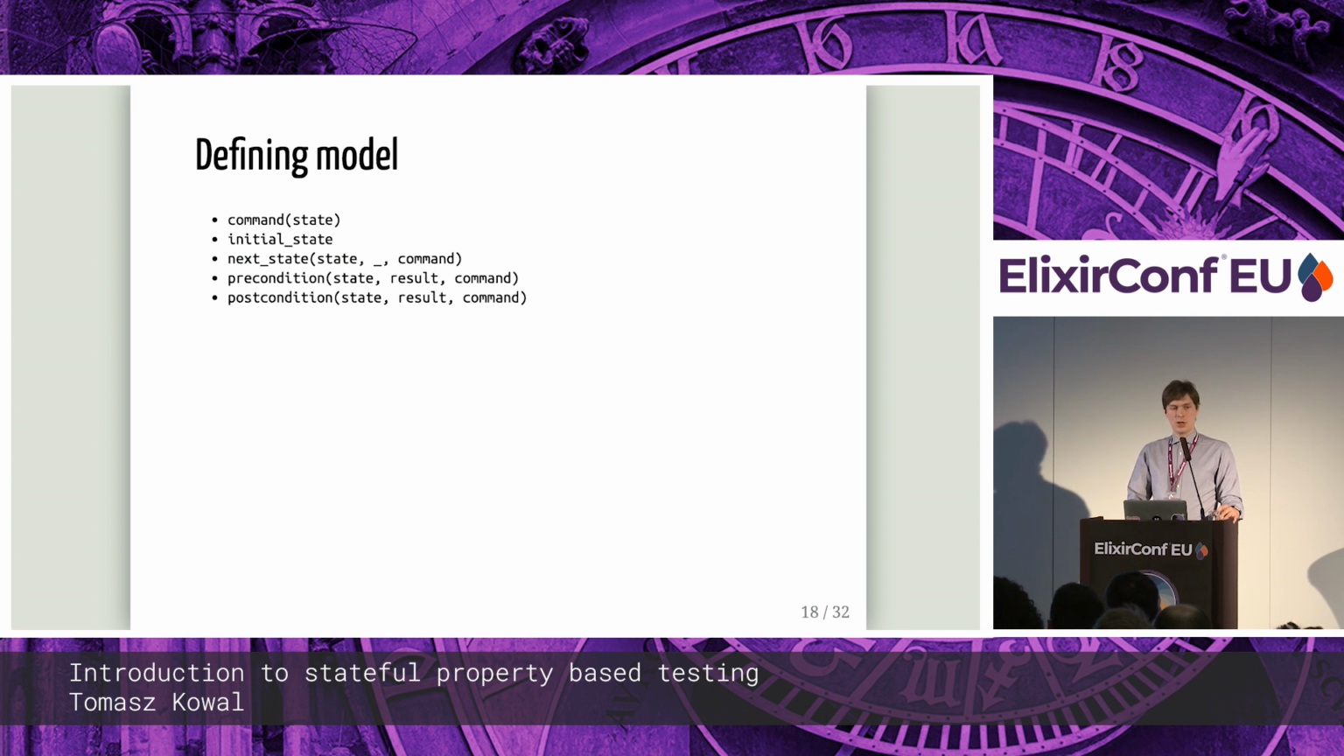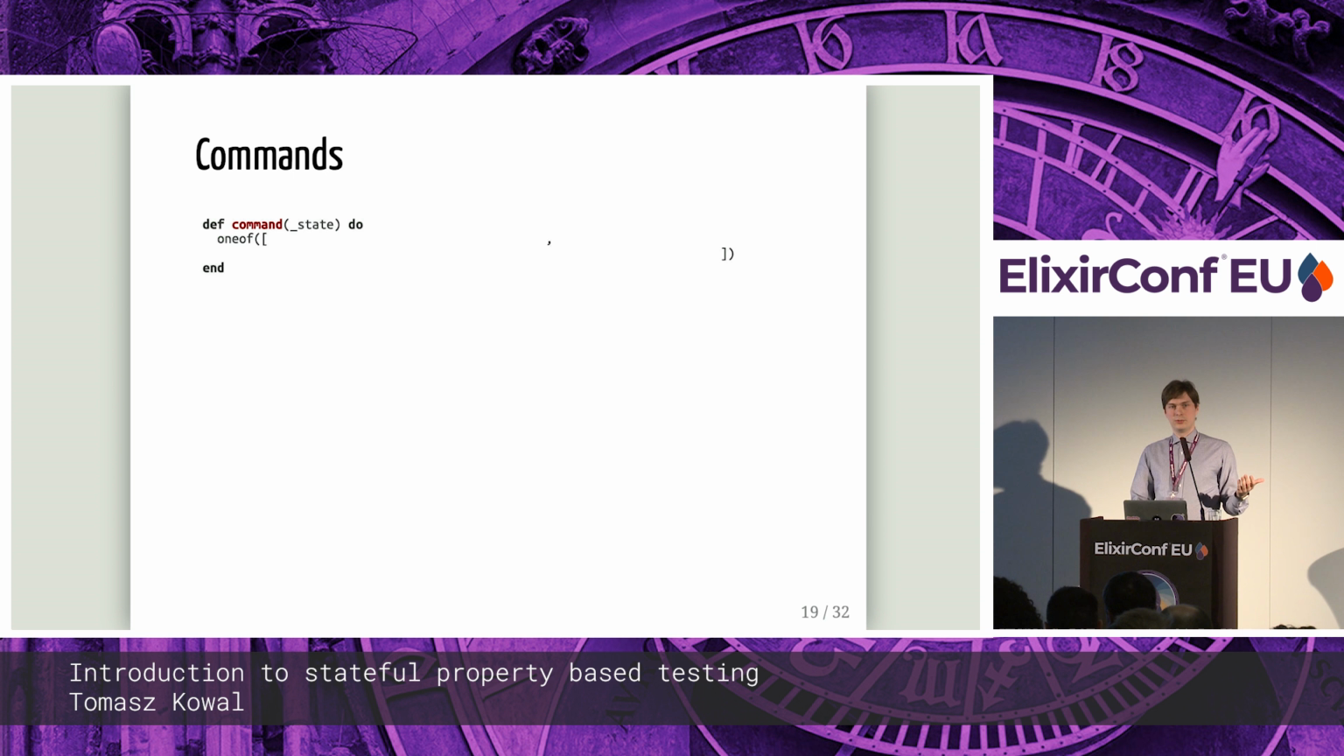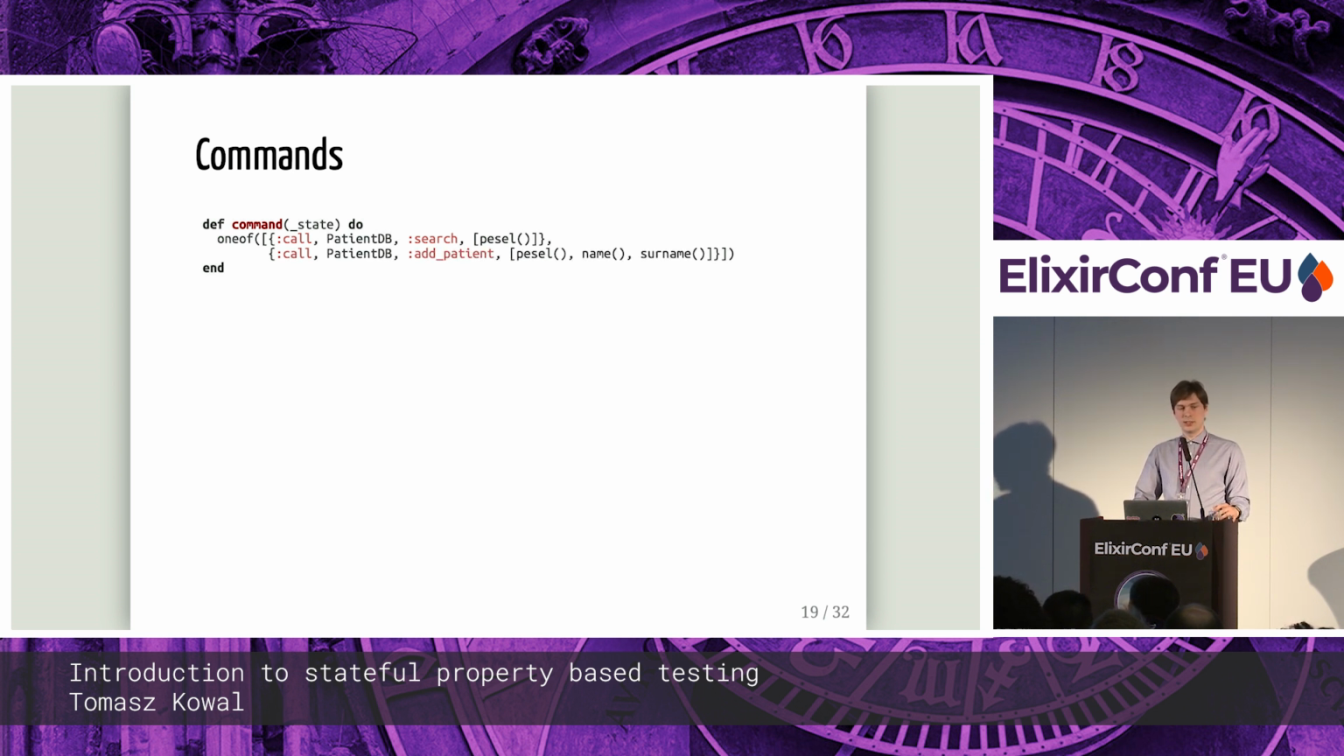To define a model in the proper library, we need to implement five callbacks. The first one is command. Command is our generator for stuff that we will call on our database. It uses state as a first argument, but in the first example, we will not use it, so we're ignoring the state. The first command is a call to the function patient database search with just one argument, a list of arguments, and we have a PESEL generator that we will not show here. The other command is calling add patient with PESEL, name and surname. And here, for example, we can say that name and surname are just plain old string generators.